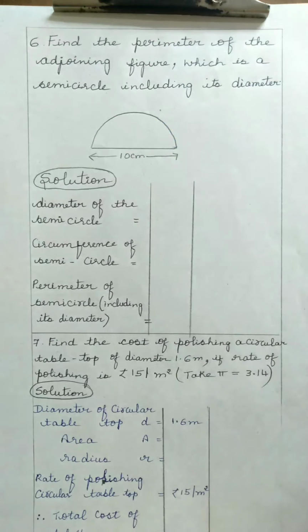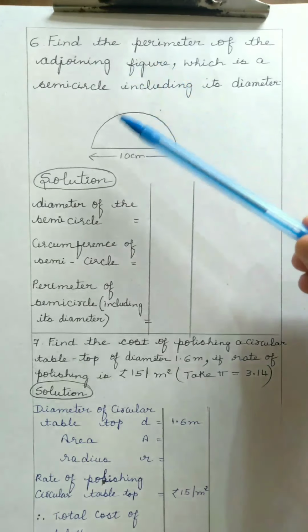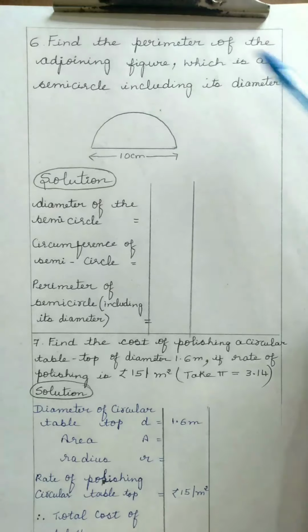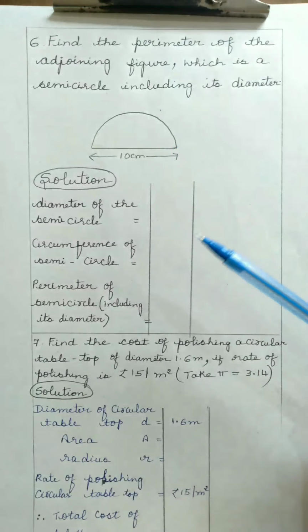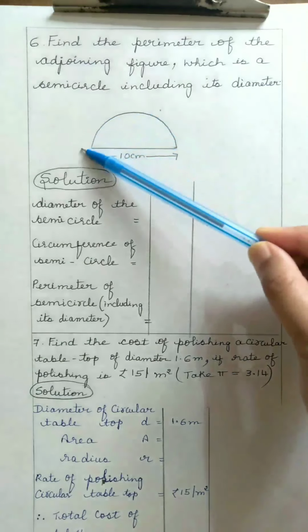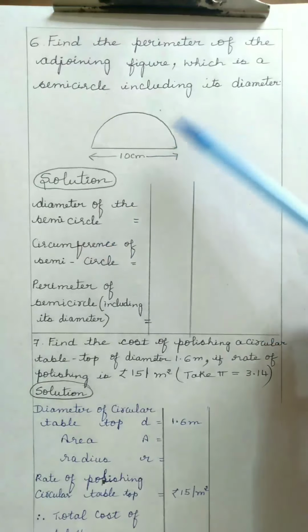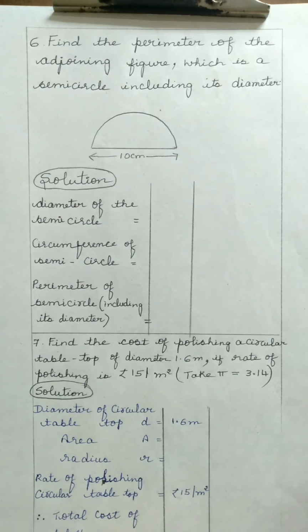So this figure is given, children. This is a figure which is representing a semicircle including its diameter. The diameter measurement is given because in a semicircle the diameter is a boundary to this semicircle. Therefore, the diameter measurement is given as 10 centimeter. So, we need to find out the perimeter of a semicircle.